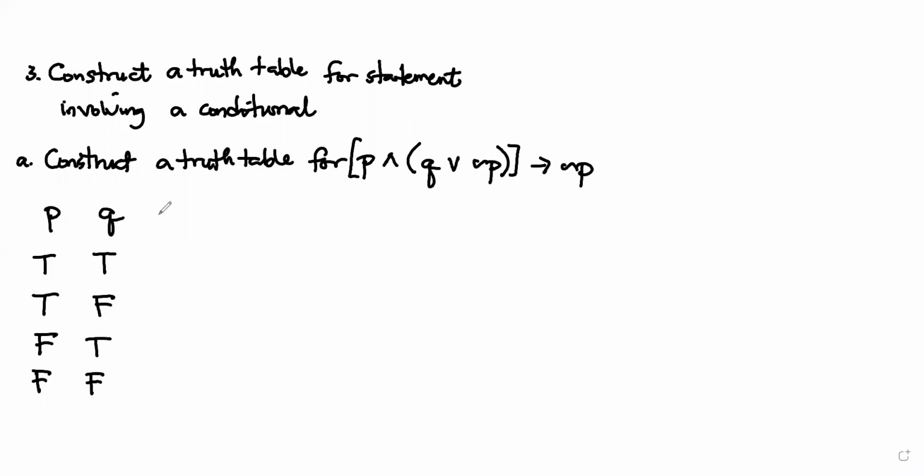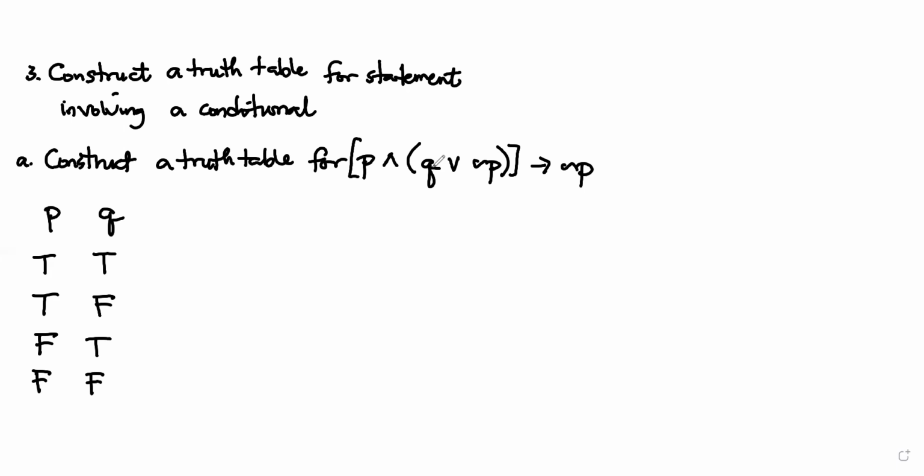All right, so let's construct a truth table for a statement involving a condition. Let's have an example. Construct a truth table for P and Q or not P implies not P. In the given compound statement, we have two letters, P and Q. So we'll construct a truth table for P and Q. For P, we have the long true, the long false, and for Q the alternating true, false, true, false.